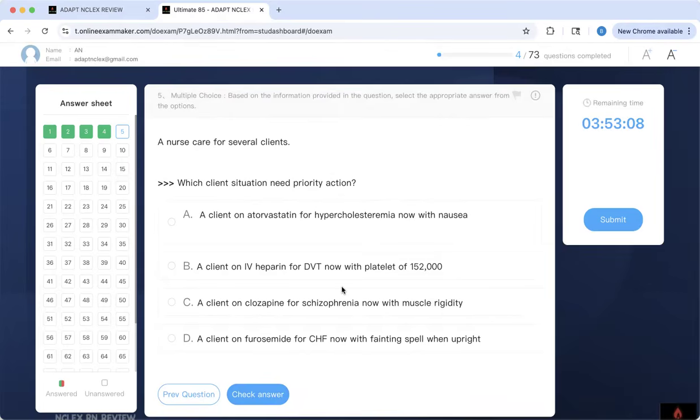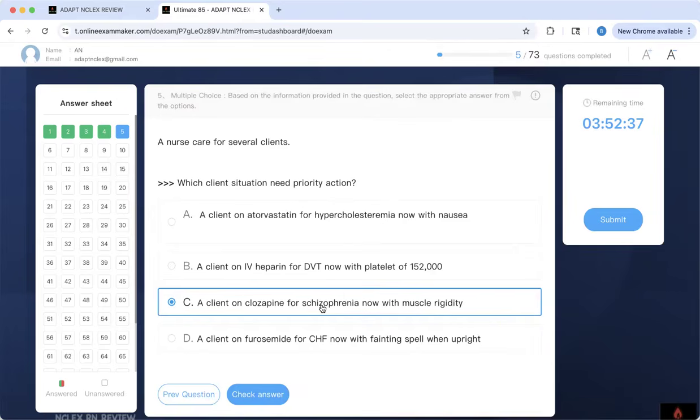And let's care for several clients. Which client situation needs priority action? Client on atorvastatin for hypercholesterolemia, now with nausea. Client on IV heparin for DVT, now platelet of 152,000. Client on Clozapine for schizophrenia, now with muscle rigidity. Client on furosemide for CHF, now with a fainting spell when getting up. Which combination should worry you? You've got to be sharp. What do you think? I can tell you, the right answer is C.